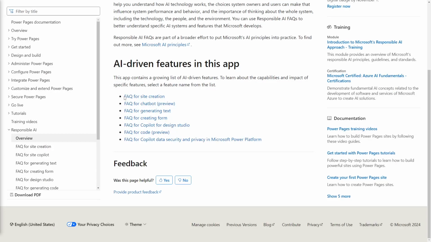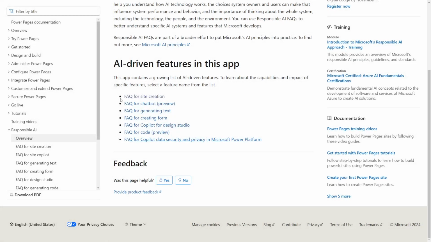The Responsible AI FAQs are part of Microsoft's commitment to transparency and accountability. They can be found for all sorts of products across the various Microsoft product lines that leverage AI. The Responsible AI FAQs for Power Pages can be found on Microsoft Learn.